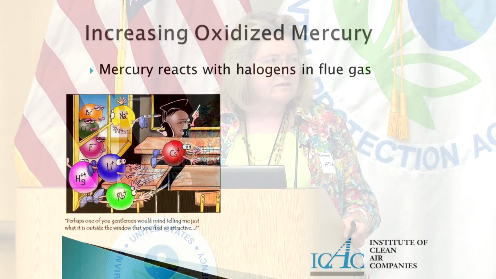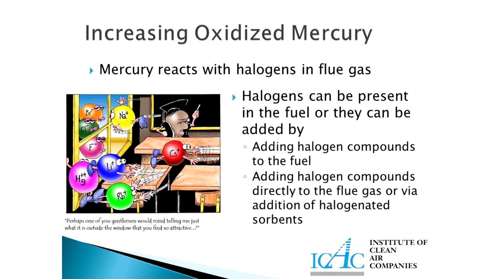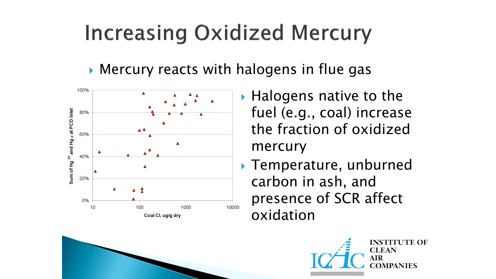Mercury can react with halogens in the flue gas. It loves to react with halogens. Halogens can be present in the fuel, or they can be added. They can be added just as adding halogen compounds to the fuel, or you can also add halogenated sorbents to the flue gas. So that's a way of increasing the amount of oxidized mercury in the flue gas.